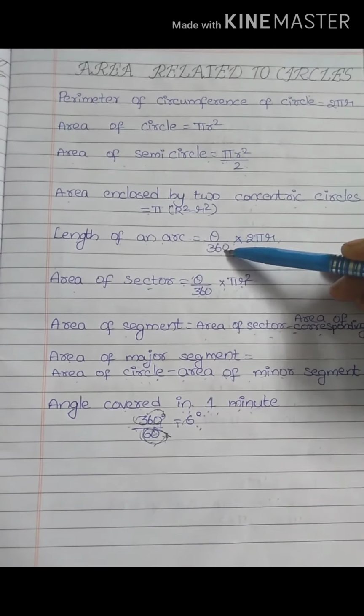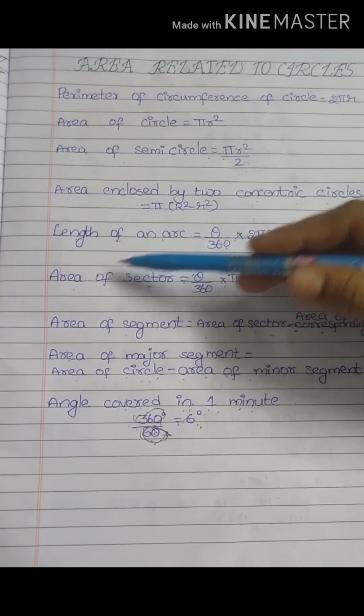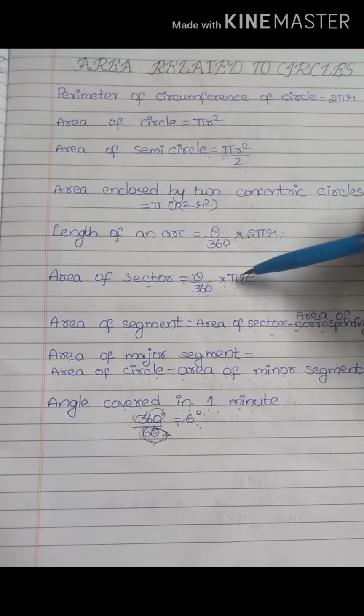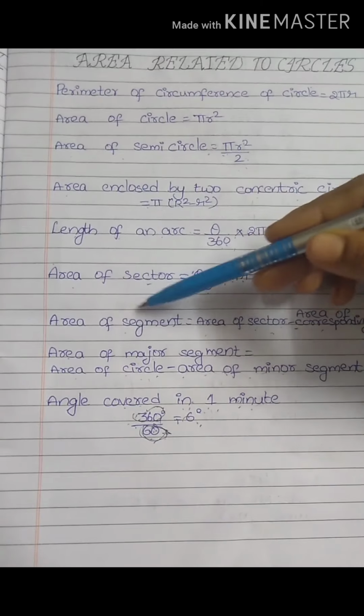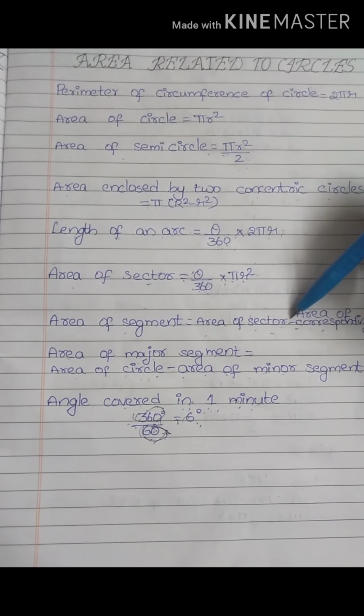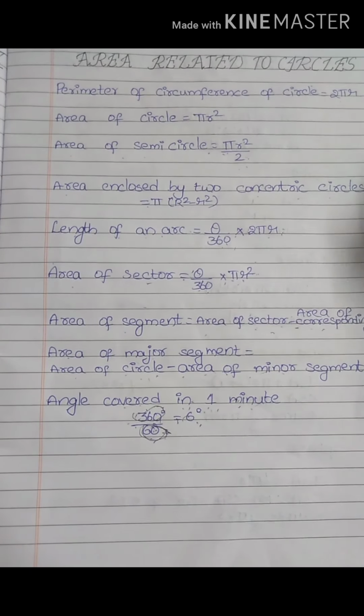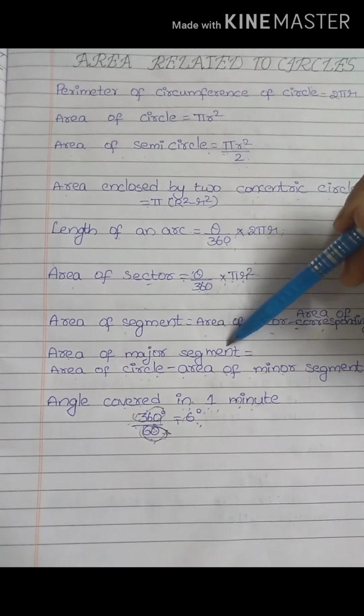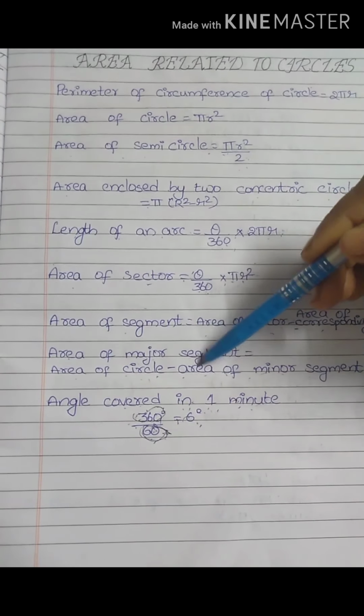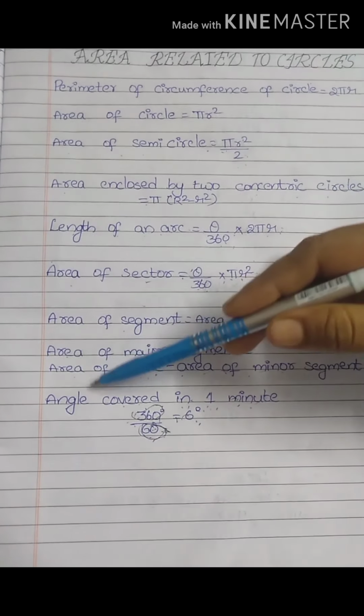Length of an arc is equal to theta by 360 into 2 pi r. Area of a sector is equal to theta by 360 into pi r square. Area of a segment is equal to area of sector minus area of the corresponding triangle. Area of a major segment is equal to area of circle minus area of minor segment.